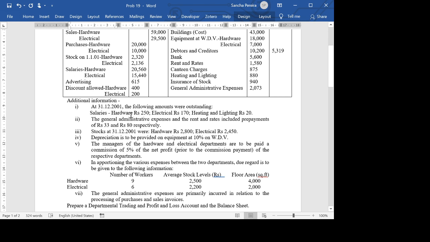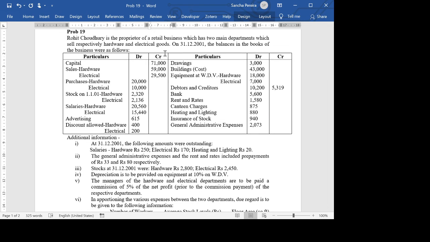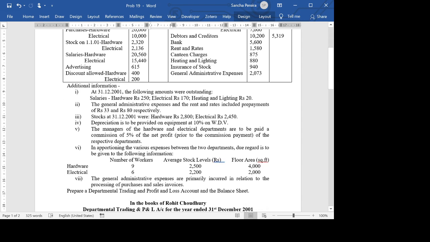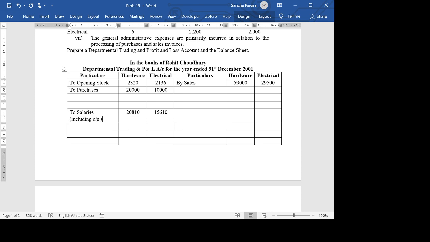And here also we have outstanding salaries. Hardware is 250, so 250 I will add to this 2560, which gives 2810. And this side it is 1540 plus 170, which will be 15,610. I will just put in brackets here, including outstanding salaries. So I've already added the outstanding salaries here.